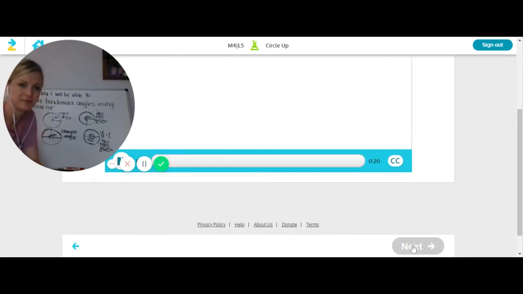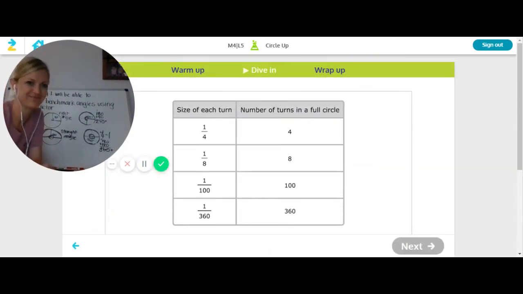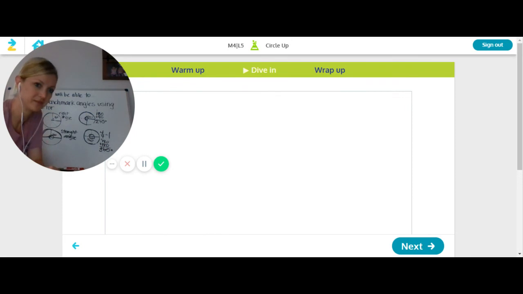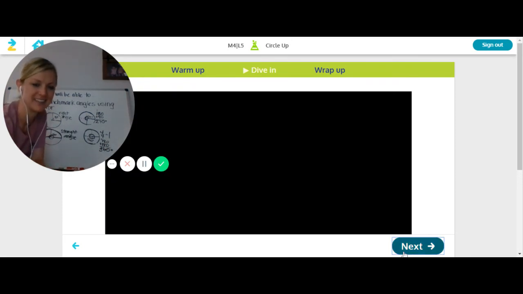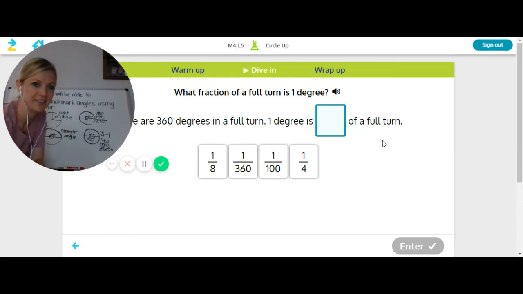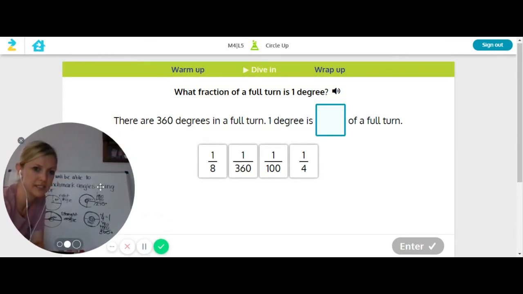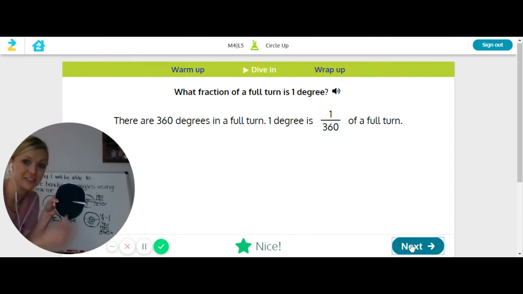Great. Nice job. When each turn is 1/360th, it takes 360 turns to make a full circle. We have a special name for 1/360th of a full turn. It's called a degree. There are 360 degrees in one full turn. All right, so as our Zearn coach told us, there are 360 degrees in a full turn. So 1 degree is actually 1 out of 360 degrees in that full turn.